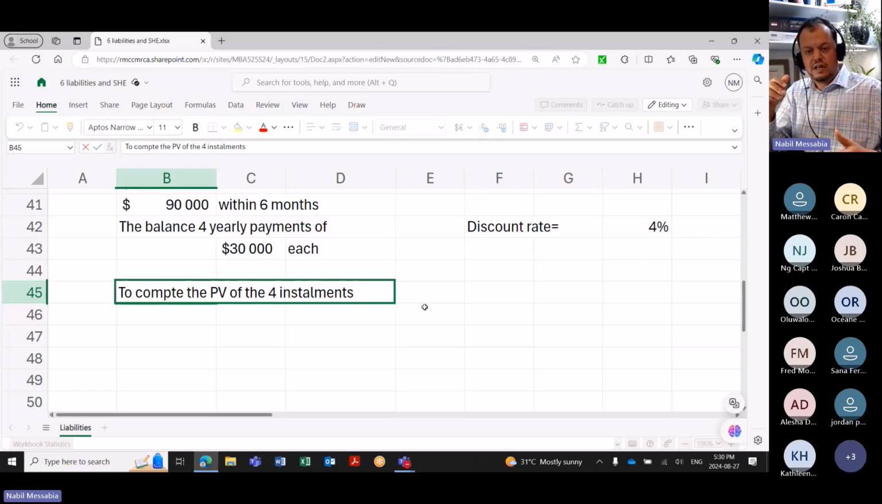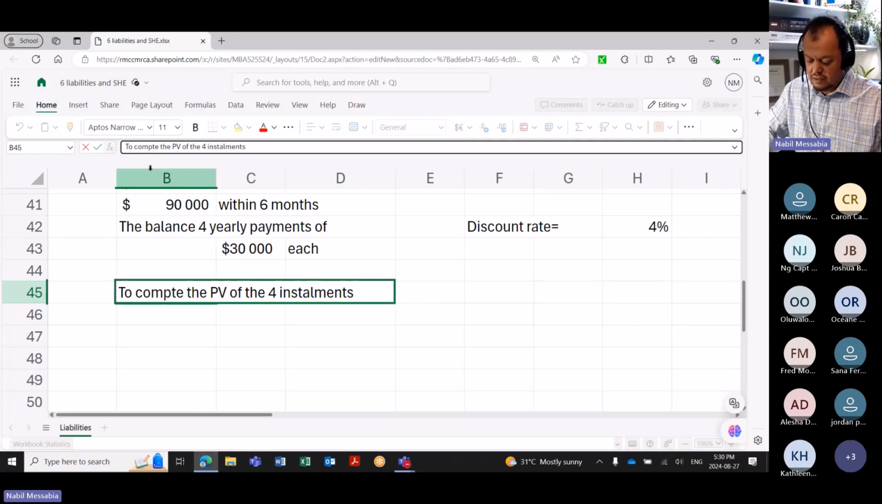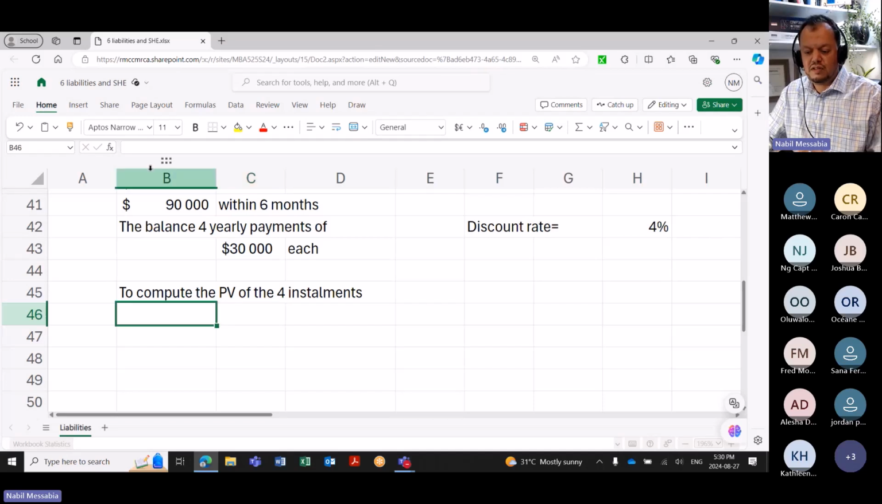Paying 40,000 after 6 months, another 40,000 after 18 months, another 40,000 after 3 years, that is not an installment. In order for a series of payments to qualify as an installment, it has to be exactly the same amount and exactly the same periodicity. So to compute the PV of the 4 installments, we use exactly the same formula. So now we have the payment.